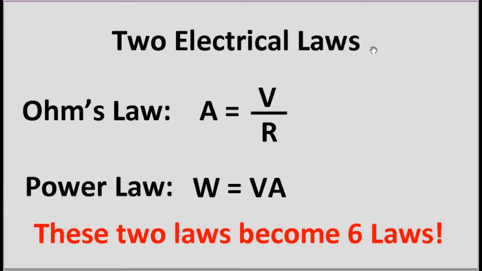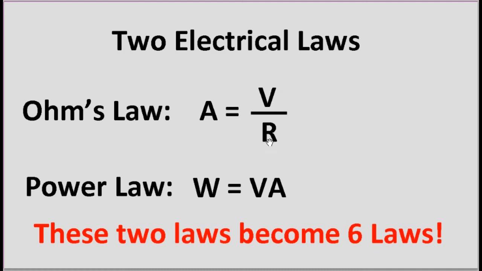And these electrical laws are kind of like the first thing you learn if you're studying electronics or electrical circuits. The first is called Ohm's Law, and the second is called the Power Law. So let's talk about Ohm's Law first. Ohm's Law says the amps of a circuit, that is the current of a circuit in amps, is equal to the volts divided by the resistance.